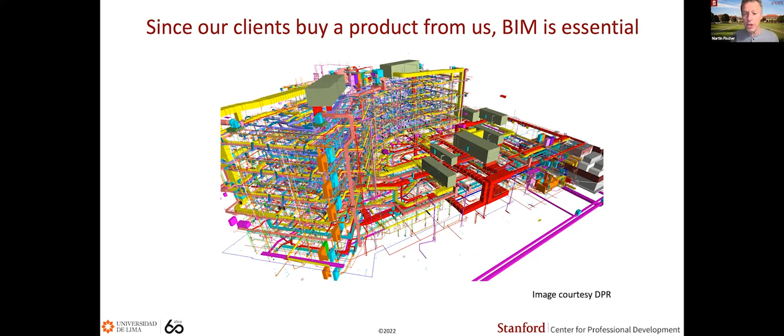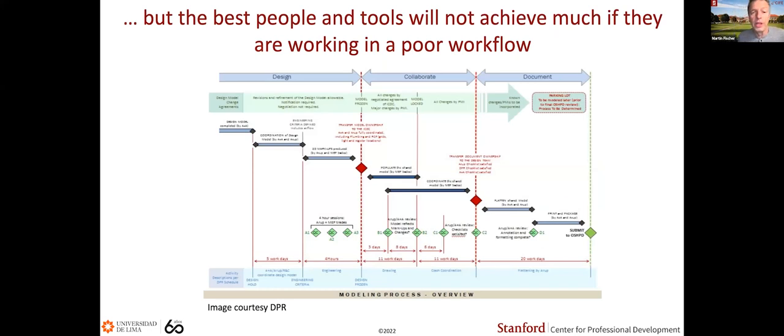So BIM is an absolutely essential tool, but the best people and tools will not achieve much if they're working in a poor workflow. So we have to absolutely pay attention to our processes, how we work. Here you see an example of a workflow handover from design to construction for a large hospital in San Francisco. When they mapped the workflow, they saw that the designers expected to take the project to a level of completion indicated by the left diamond. And they also saw that the builders expected to get a project defined at the level of completion of the right diamond. So there was this gap. And luckily they realized that very early in the project, and they realized that wasn't going to work. And so they figured out how to fill the gap.